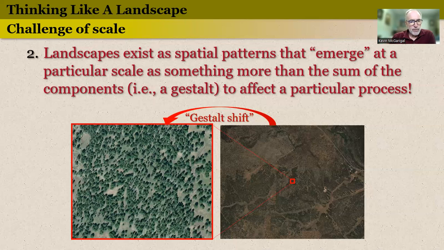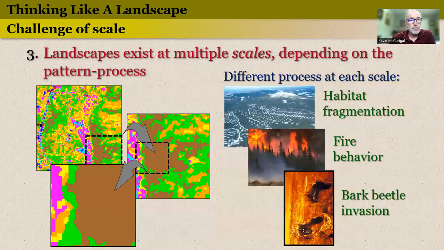And as one shifts from one scale to another, we have what's called a gestalt shift. That is, the patterns that emerge at one scale can differ quite dramatically from the patterns that emerge at another scale. And we call this a gestalt shift.